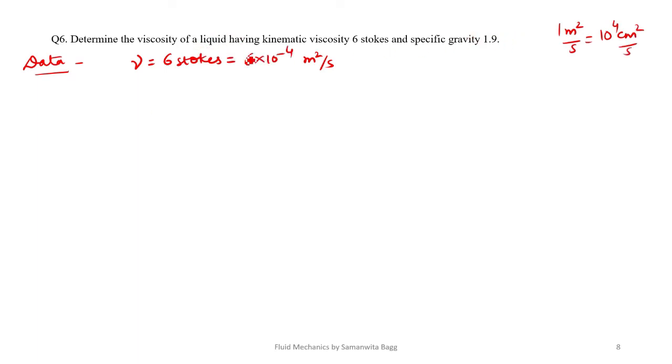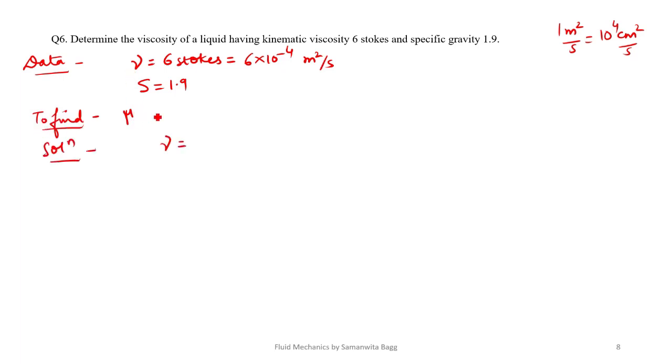Let's take another one. Determine the viscosity of a liquid having kinematic viscosity 6 Stokes. So nu is given as 6 Stokes. I can convert this into meter square per second. We know Stokes is centimeter square per second and 1 meter square per second was 10^4 centimeter square per second. So this will be 6 × 10^-4 meter square per second. And specific gravity S is given as 1.9. I need to find viscosity, that is dynamic viscosity mu.